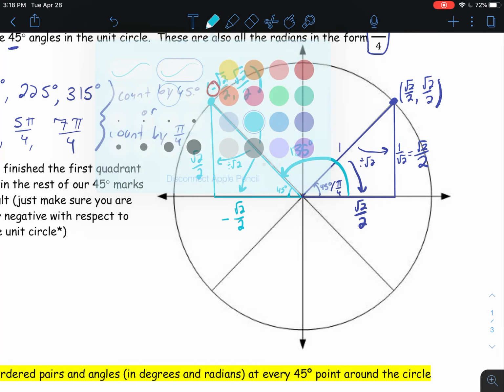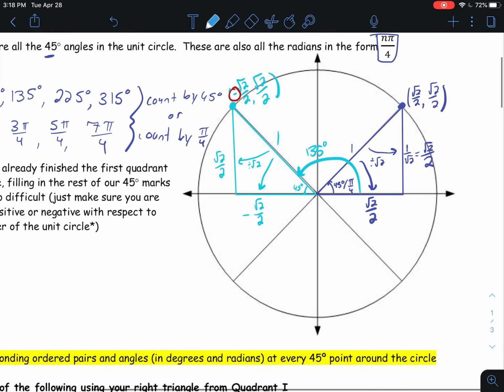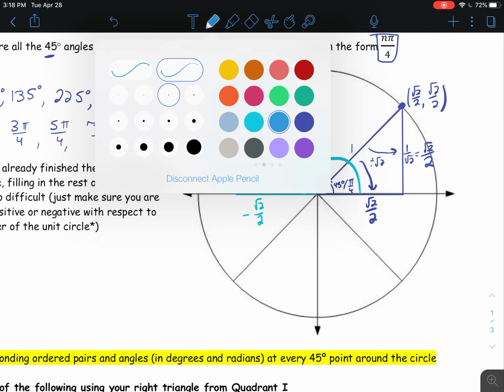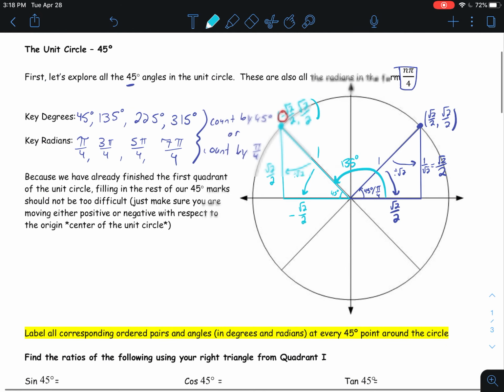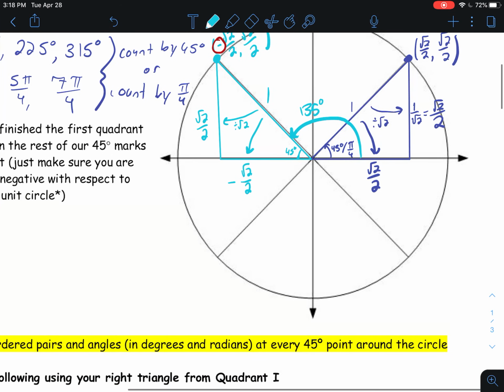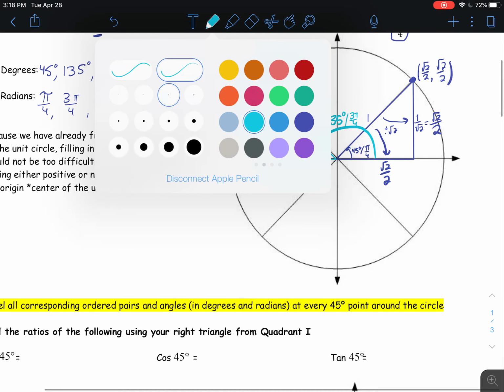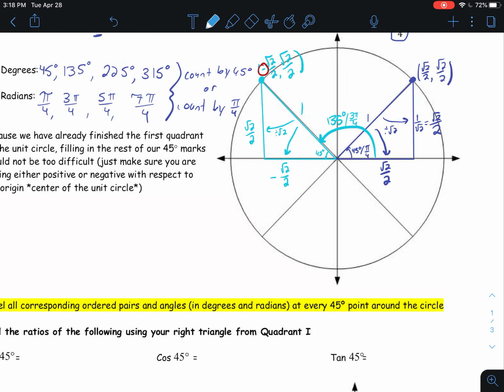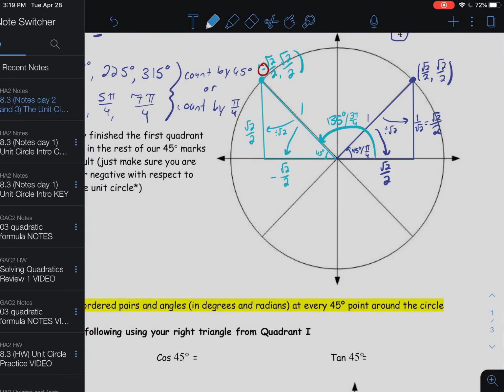Okay, let's take a look at the next one. So the next one then is actually 135 degrees or 3 pi over 4. So I'm going to put that as well, 3 pi over 4 radians. Okay, moving to the next one.